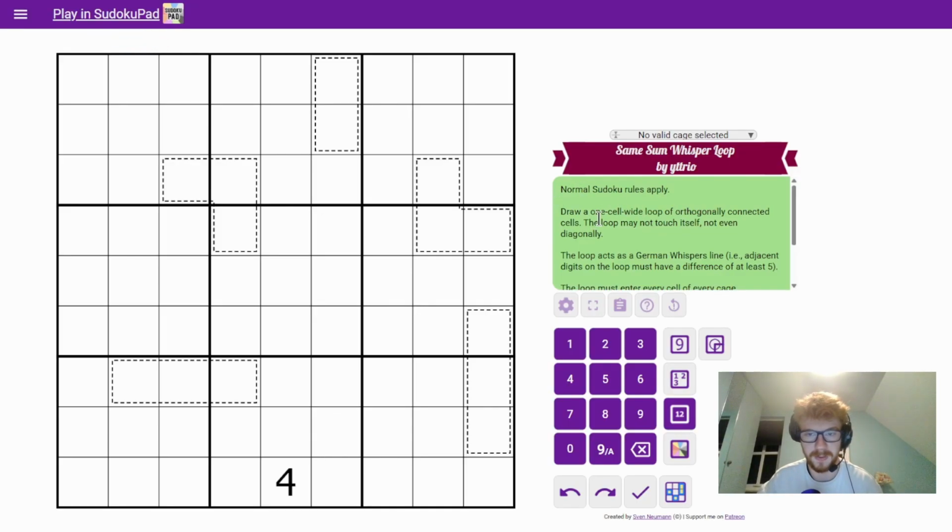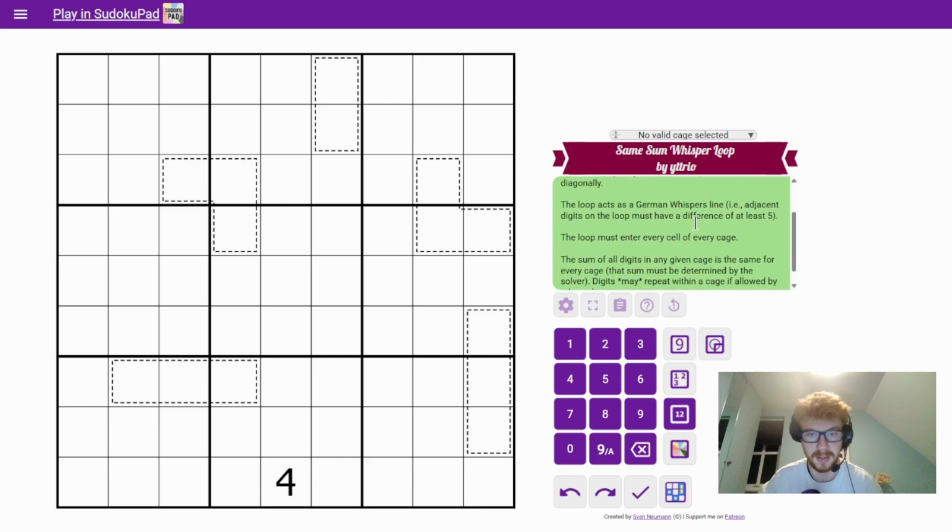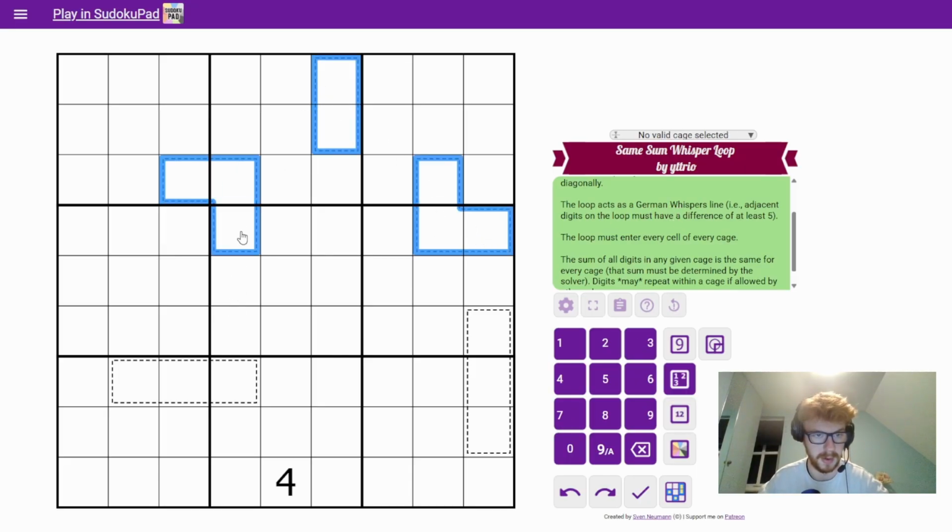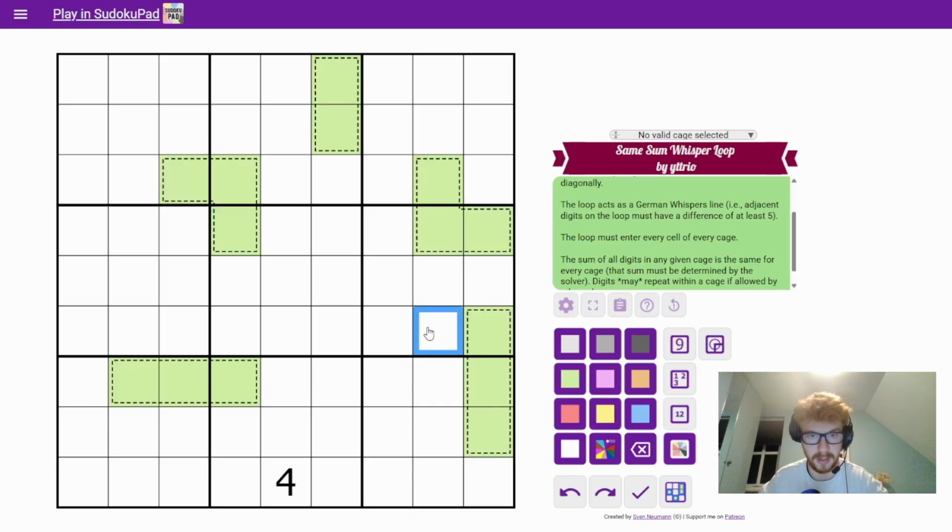Normal Sudoku rules apply. Draw a one cell wide loop over orthogonally connected cells. The loop may not touch itself, not even diagonally. The loop acts as a German whisper line. Adjacent digits on the loop must have a difference of at least 5. The loop must enter every cell of every cage. Okay, so let's start by marking that because I think that's easy progress. This is going to be the loop.